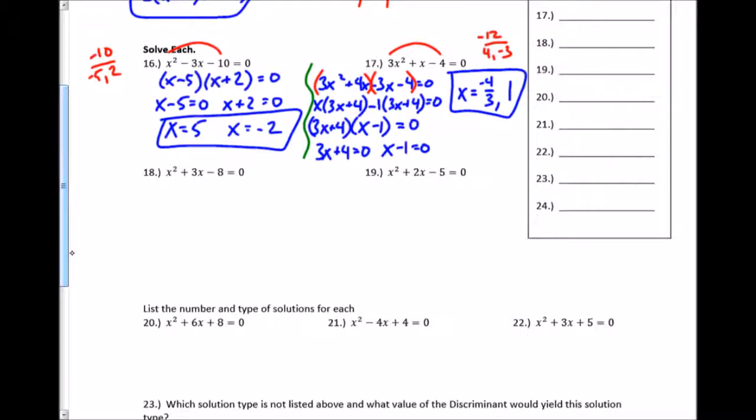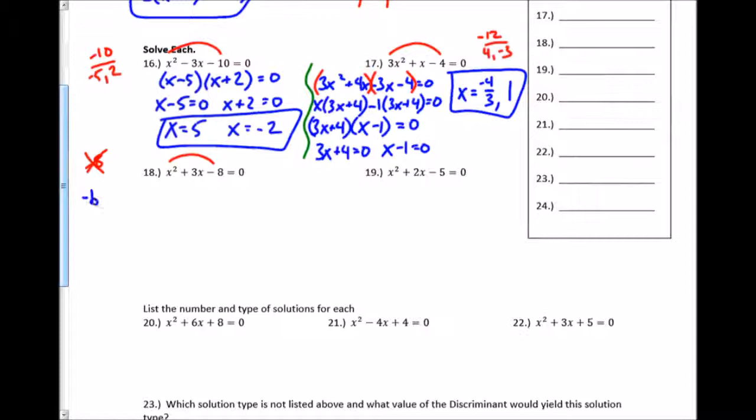Number 18, I might start off by building a bridge and seeing if this thing can factor, but I'm going to find out very quickly that it can't. So now I go to completing the square or the quadratic formula. For this one, I wouldn't do completing the square. You only want to do that when you have an a value that's 1 and a b value that's even. So I'm going to go to the quadratic formula.